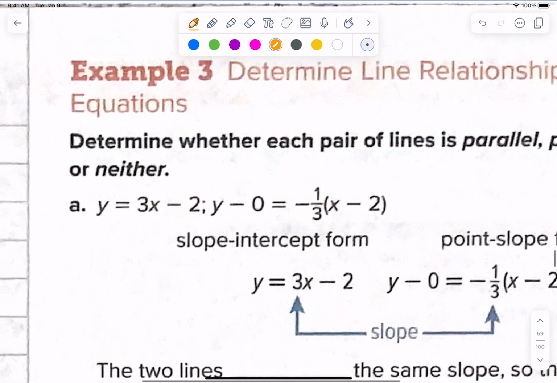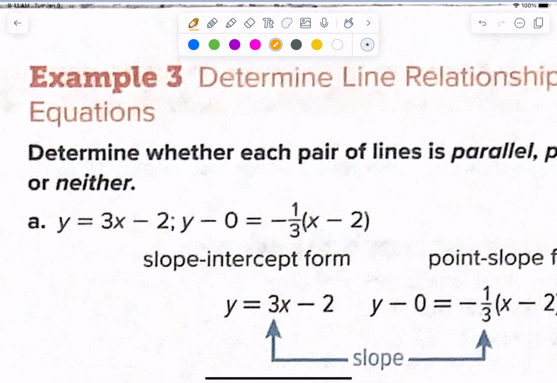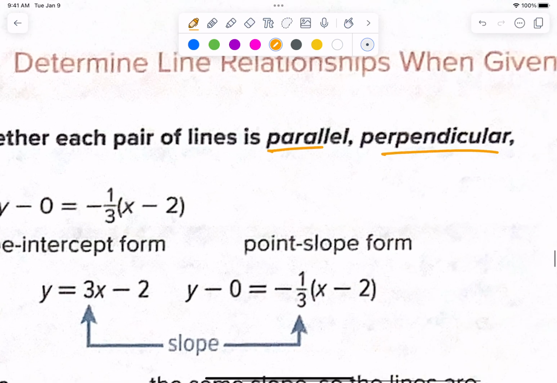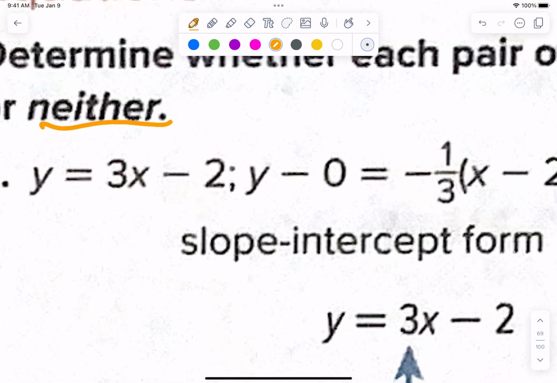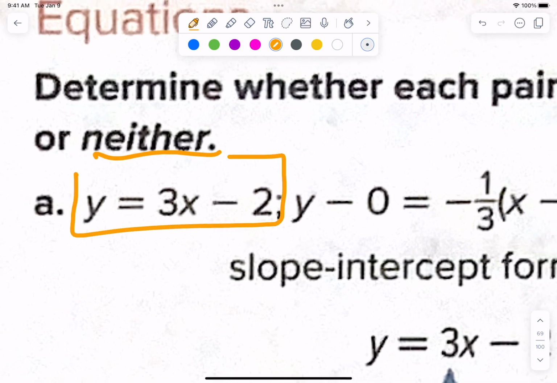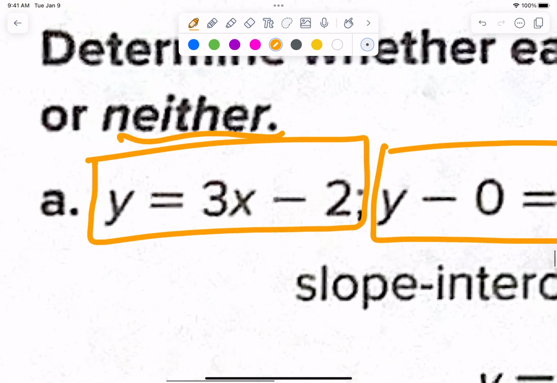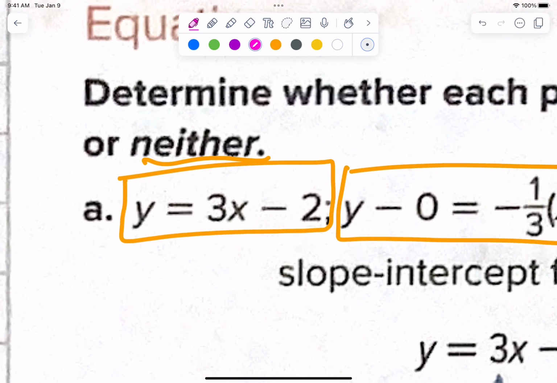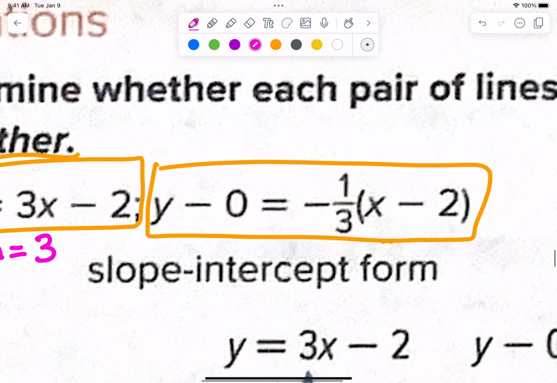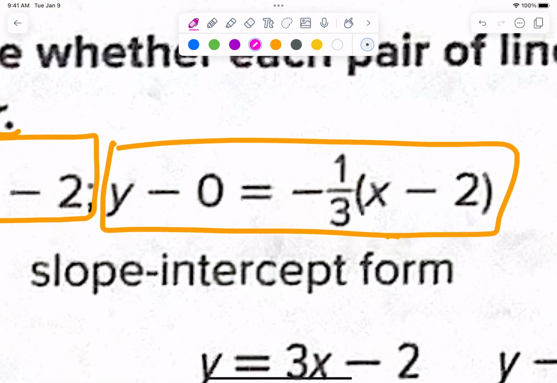Example 3. We're flying right along. Part A says we are comparing lines and determining whether they are parallel, perpendicular, or neither. The easiest way to do this is to put them into slope-intercept form. This is my first line, and here's my second one. Is the first line in slope-intercept form already? Yes. What's his m? 3. His slope is 3. If this other line is parallel, its slope will also be 3. If it's perpendicular, its slope will be -1/3.